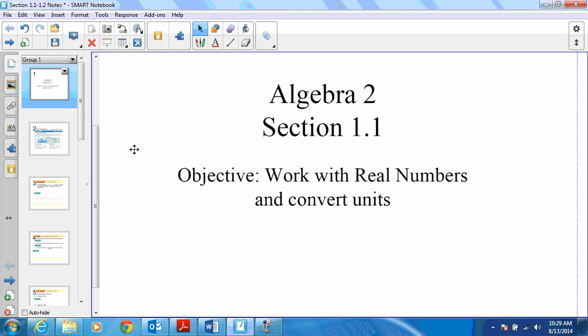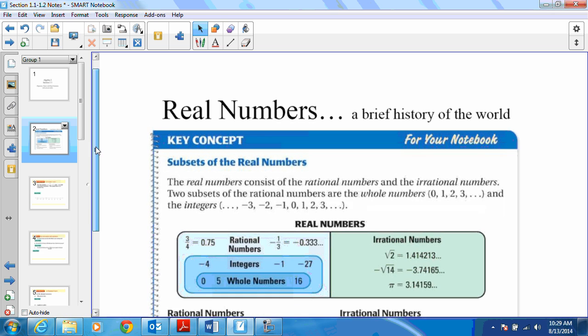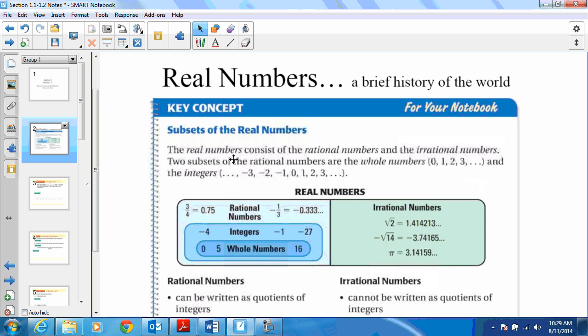All right, Item 2, Section 1.1 notes. Objective: work with real numbers and convert units. That's what we want to be able to do today. The thing about real numbers is they can be broken up into two subsets. We've got rational numbers, which include a bunch of other subsets, and irrational numbers.